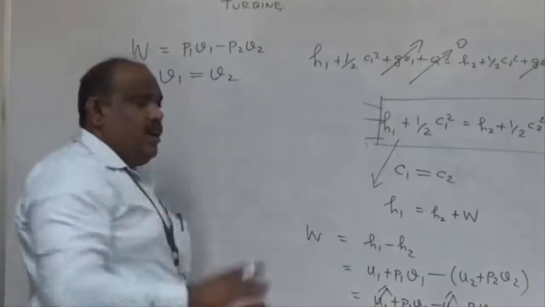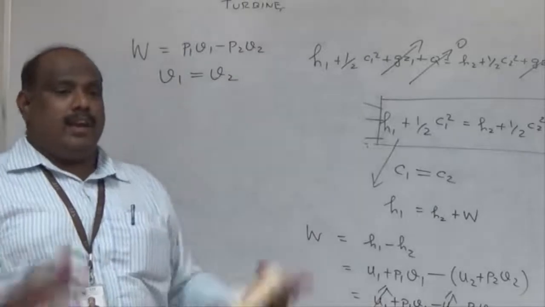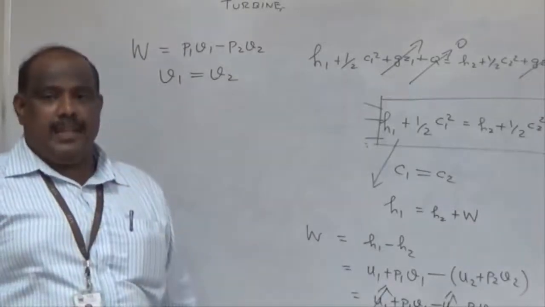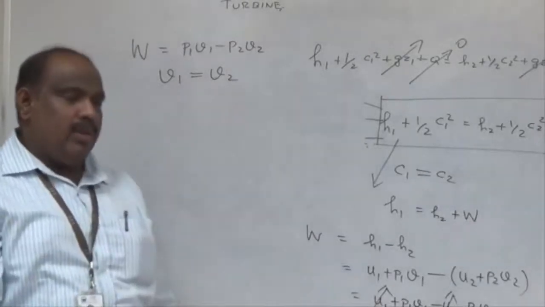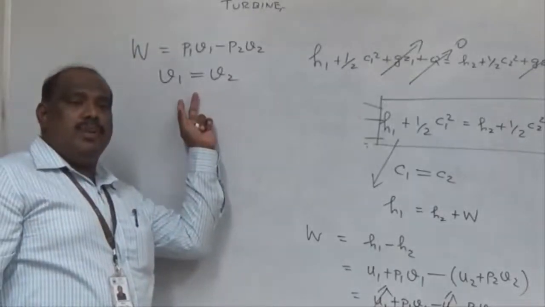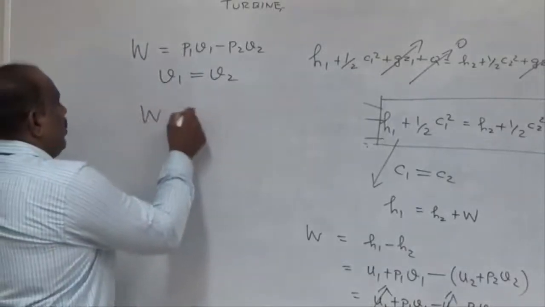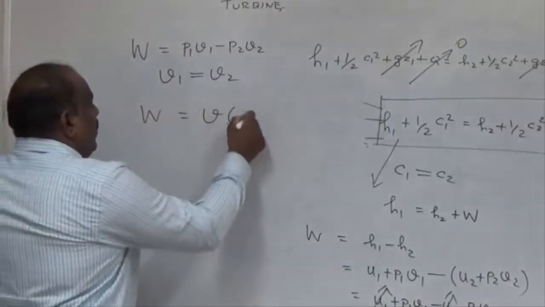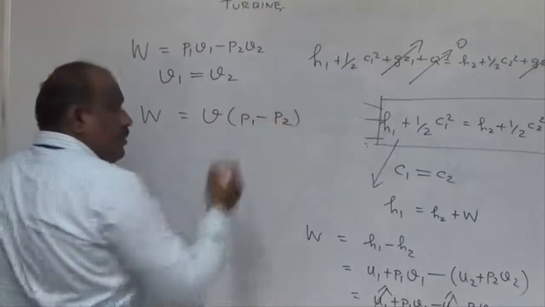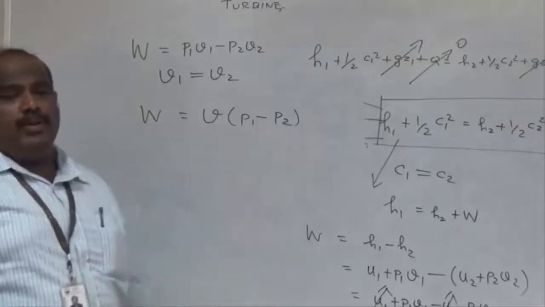If I have a 1 liter water bottle, even if I compress it, I can't reduce its volume. The volume remains the same. Even if I lift the water from the ground level to the 10th floor, the volume will not change. So the specific volume will not change. So V1 will be equal to V2, which means W will be equal to V of P1 minus P2.